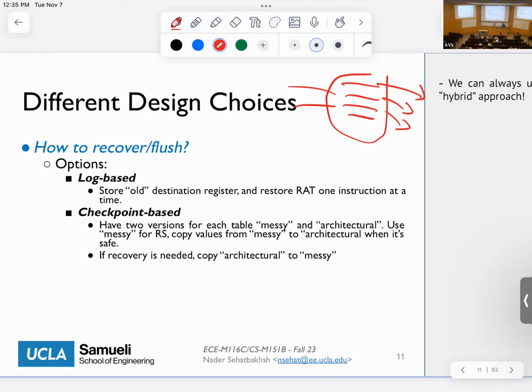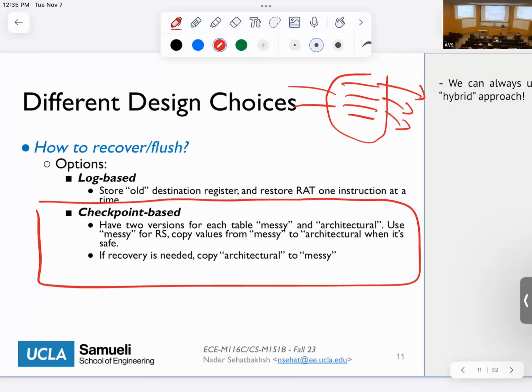An alternative to this is what we call a checkpoint-based solution. Essentially, whenever I see a branch, I take a snapshot of all of my units, my reservation stations, my RAT, and so on and so forth. And then I let everything go. And if at some point I decide I need to flush, I don't need to go instruction by instruction. All I need to do is copy the checkpoint that I have back into my design.